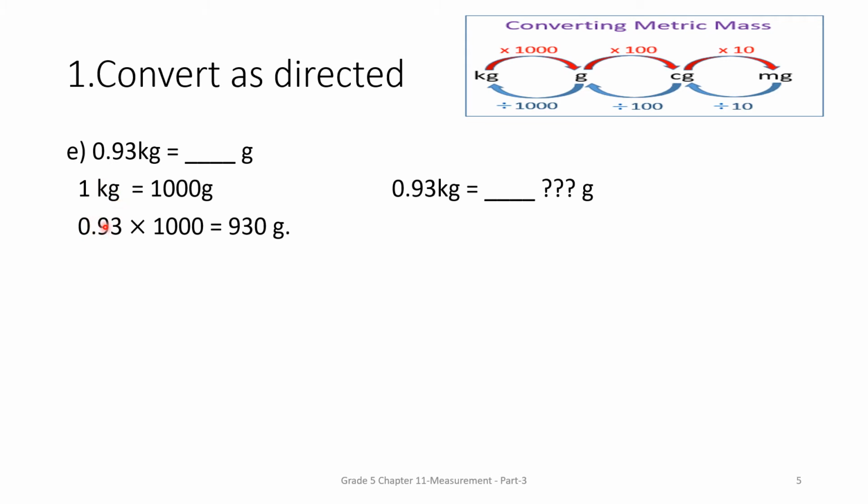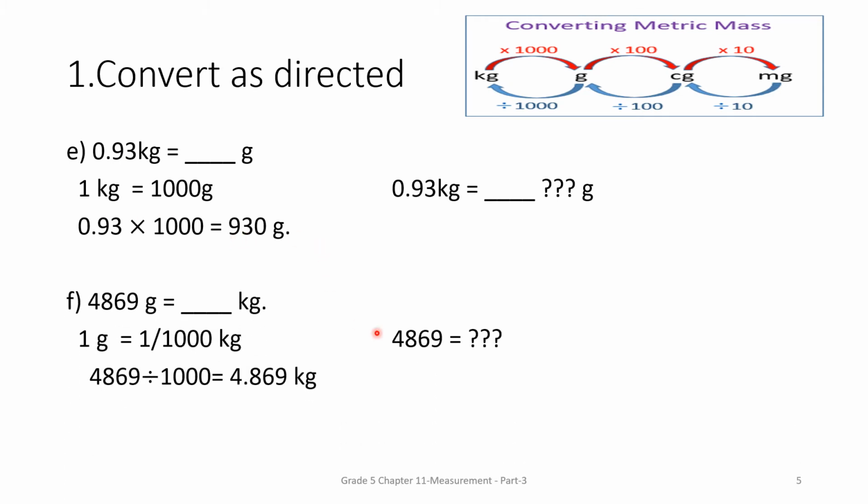So 1, 2. Oh, but here we have only 2 digits. So what we will do, scholars? We will put 1 0 after 3. Yes, so our answer will be 930 grams. Okay. 930 grams, that is 0.93 kg is equal to 930 grams.